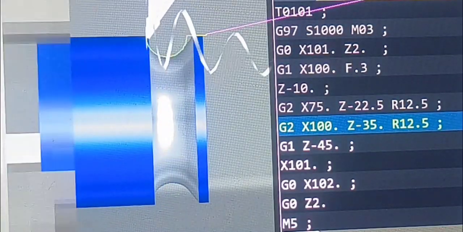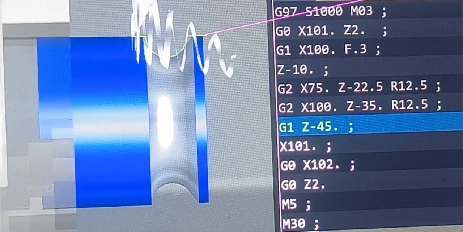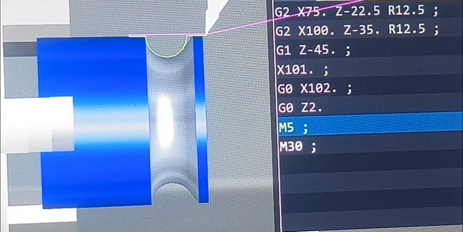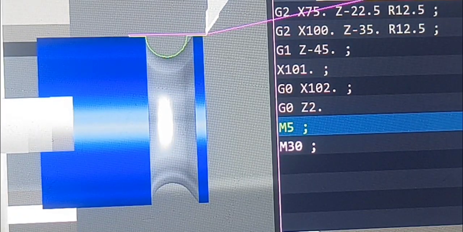Hello. In today's video, we will explain the CNC lathe programming method in detail, making it the easiest and simplest.